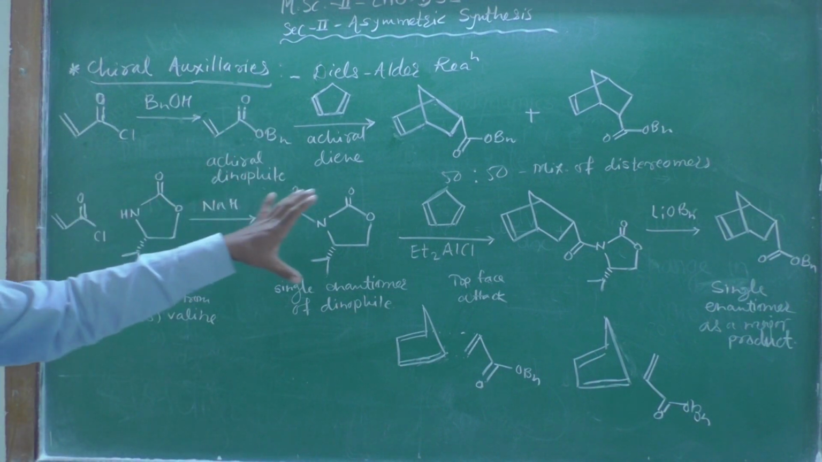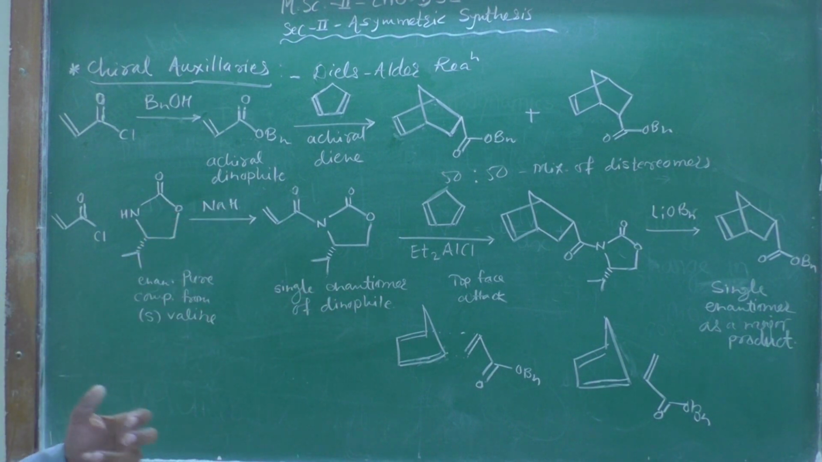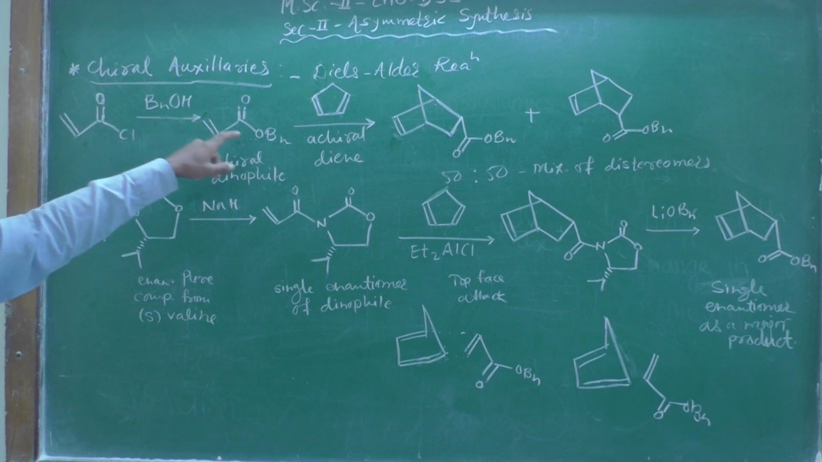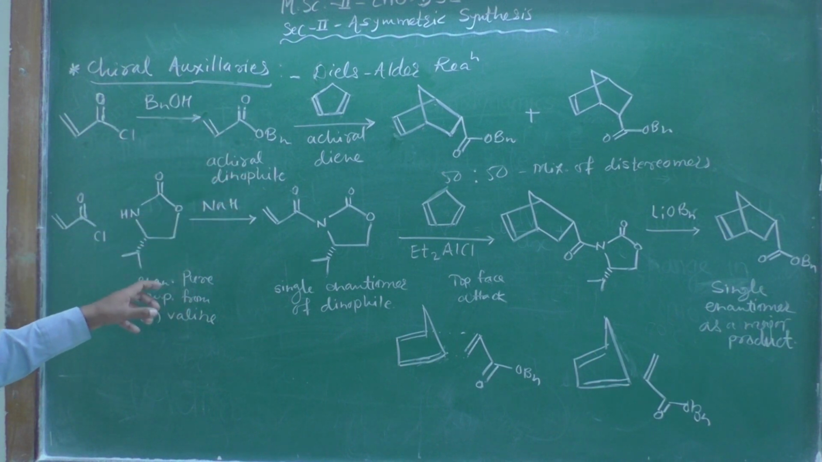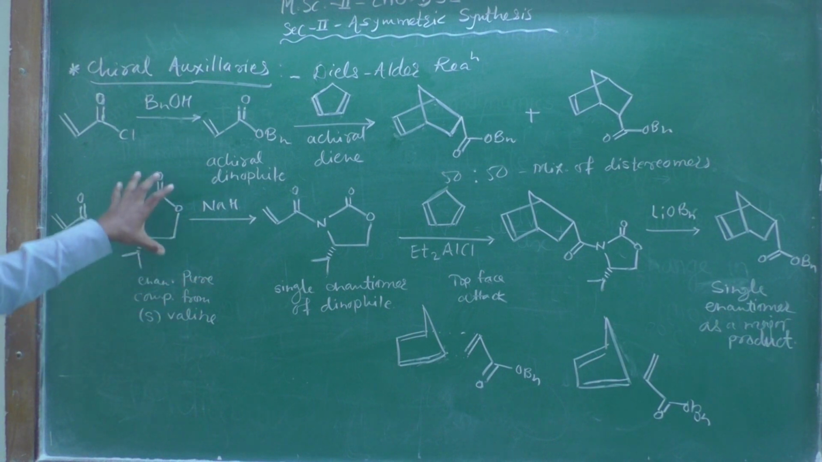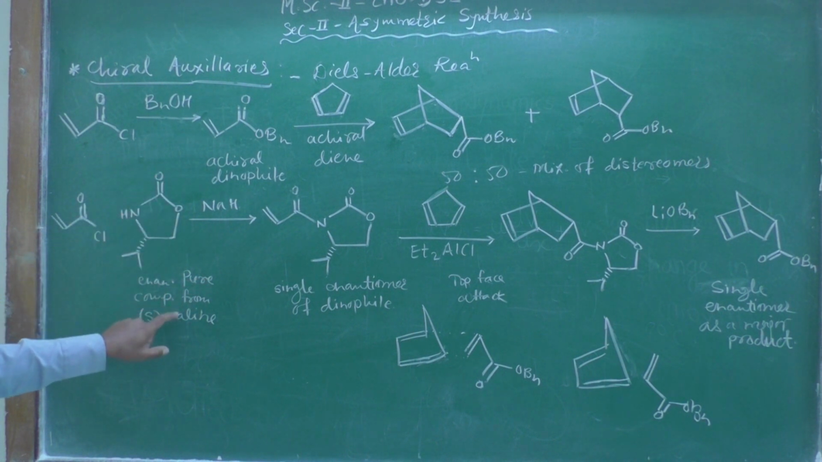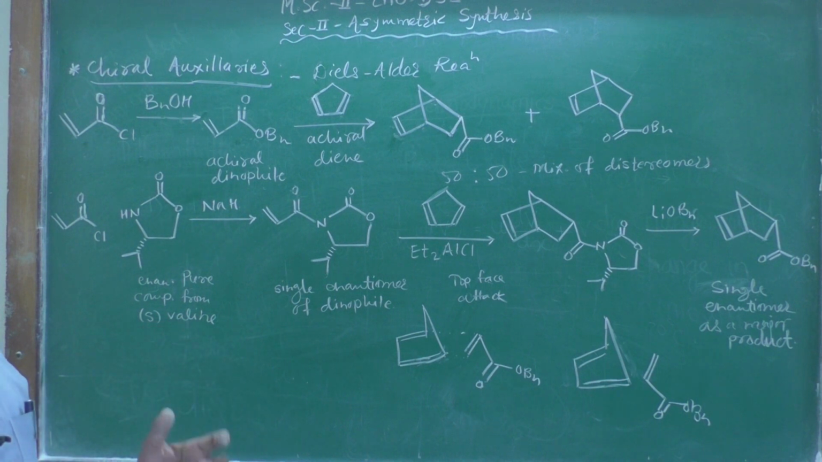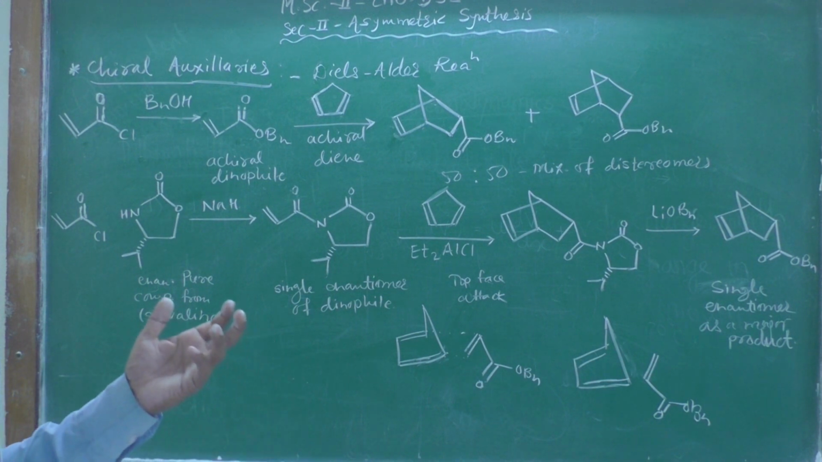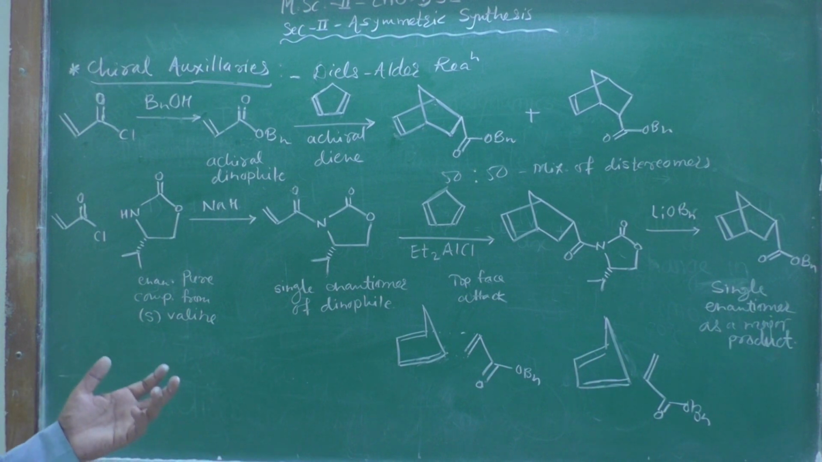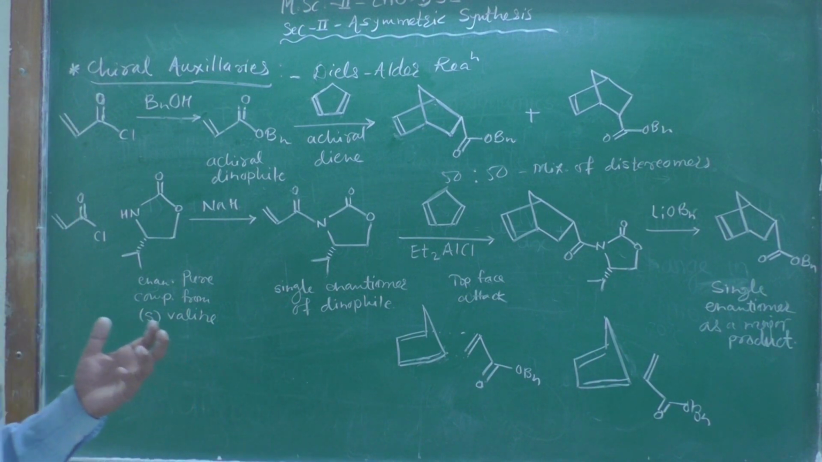This is an example of a chiral auxiliary, and from this example we can easily understand its meaning. I have taken the same molecule, acrylyl chloride. This is an acid chloride, the COCl moiety is there. Now what I have done here, instead of reacting this acrylyl chloride directly with benzyl alcohol to form an achiral dienophile, I have used an enantiomerically pure compound, which is obtained from S-valine. S-valine is a naturally available, readily available amino acid, a cheaper source from the chiral pool.